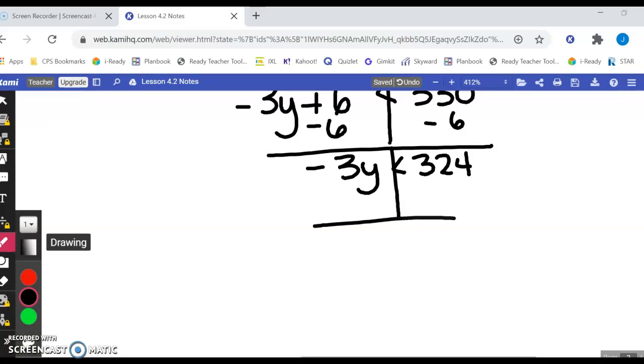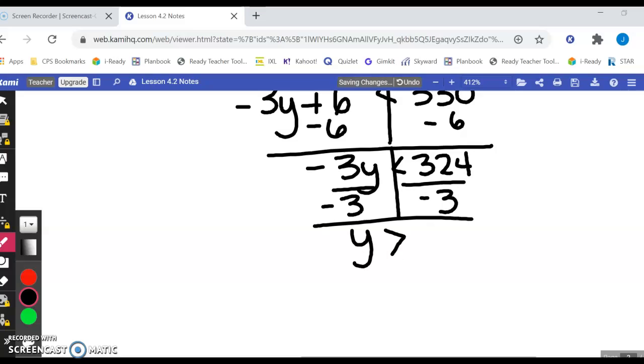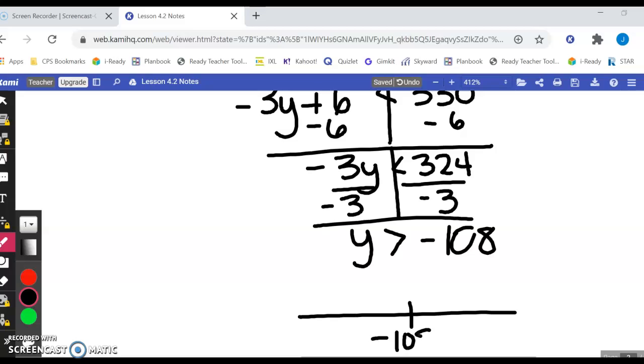And then we're going to have to divide by negative 3. We're dividing by a negative, so that sign is going to flip. And 324 divided by negative 3 would be negative 108. Negative 108 on my number line here. Circle. It's not equal to. Y is greater, so we're going to shade to the right here.